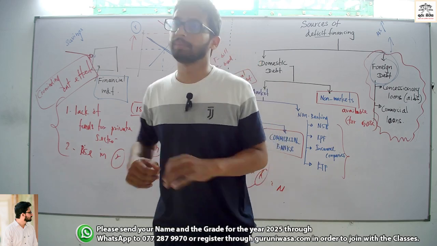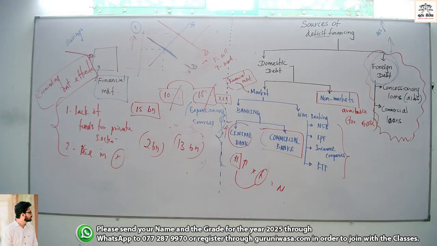Are you okay with this? Remember, foreign sources and foreign loans also affect our money supply. We get these loans in the form of dollars, and when converting these dollars into rupees, finally the money supply increases.